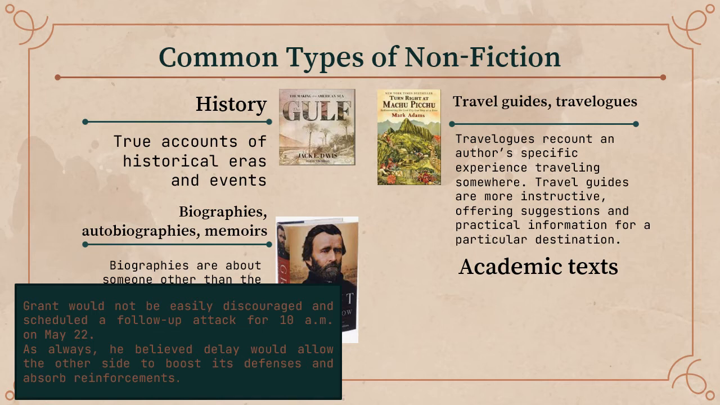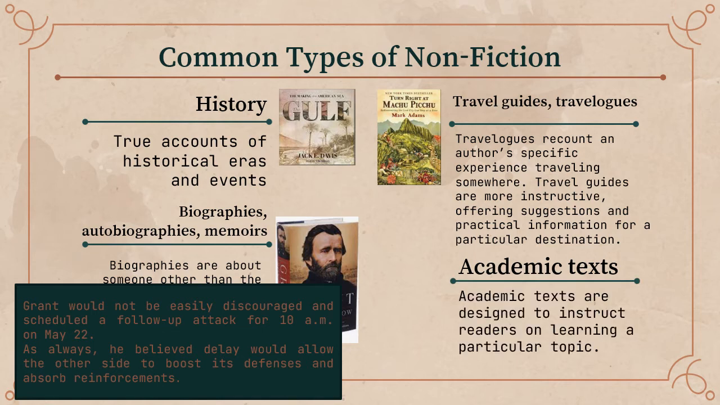Next is academic texts. Academic texts are designed to instruct readers on particular topics. So most of us first encounter academic books in the form of assigned school textbooks. Academic texts are also used by adults when they want to learn a particular subject, such as trade, repair, or music arranging.